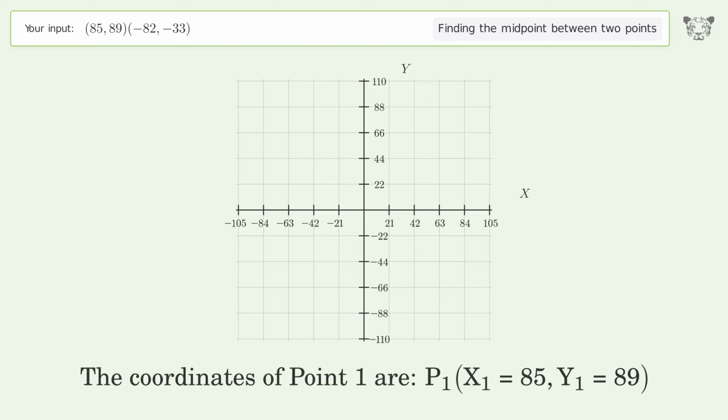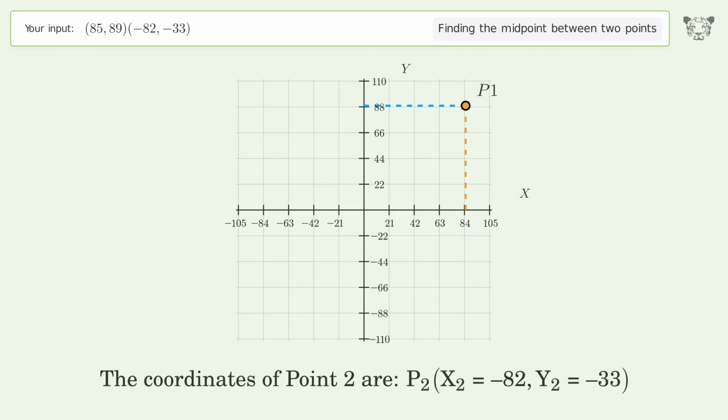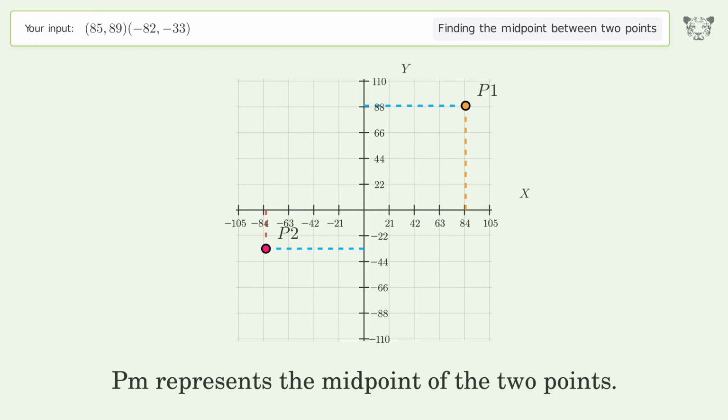The coordinates of point 1 are x1 equals 85, y1 equals 89. The coordinates of point 2 are x2 equals negative 82, y2 equals negative 33. PM represents the midpoint of the 2 points.